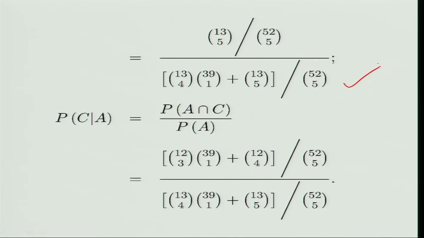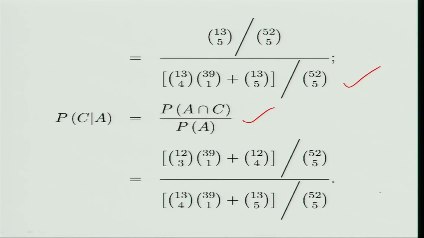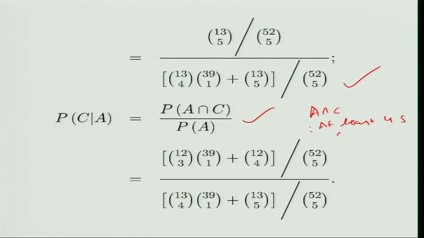Now similarly, probability of C given A is the same as probability of A intersection C divided by probability of A. Probability of A is that among drawn cards at least 4 are spade. What is C? Among drawn cards there is a king of spade. So what is the probability of A intersection C? At least 4 spade and C. Let us go back. C event is there is a king of spade. So at least 4 spade and 1 king of spade.